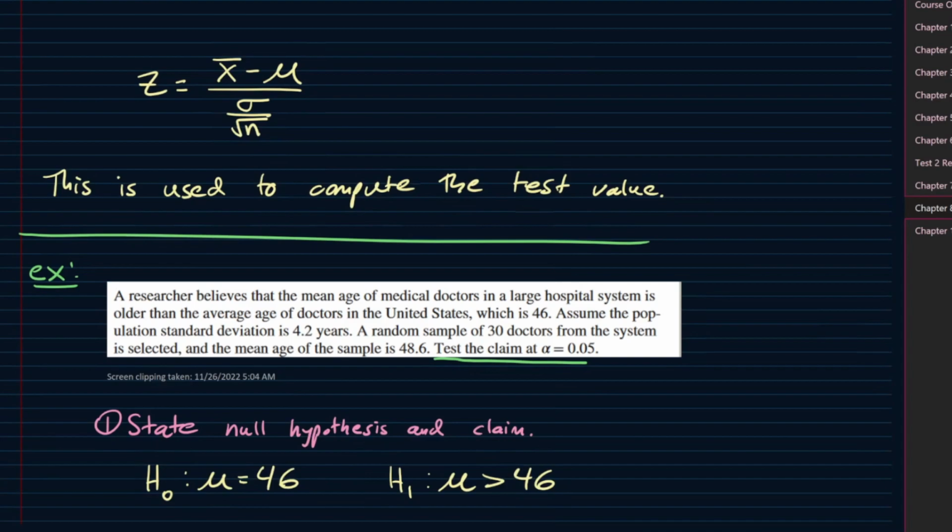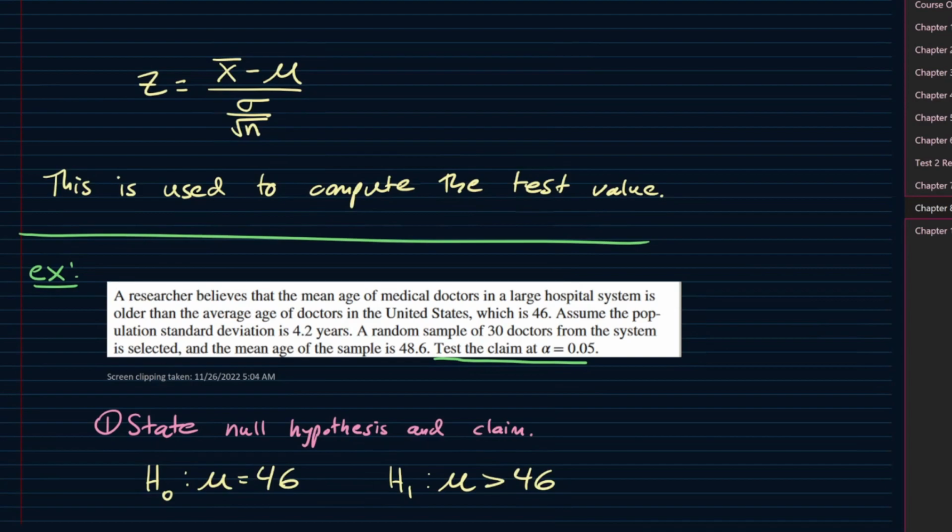Again, I'm sick, so my apologies. And so that's the claim, right? He thinks that the mean age is actually bigger than the average age in the US, actually mu, right? So that would be our null and alternative hypothesis.